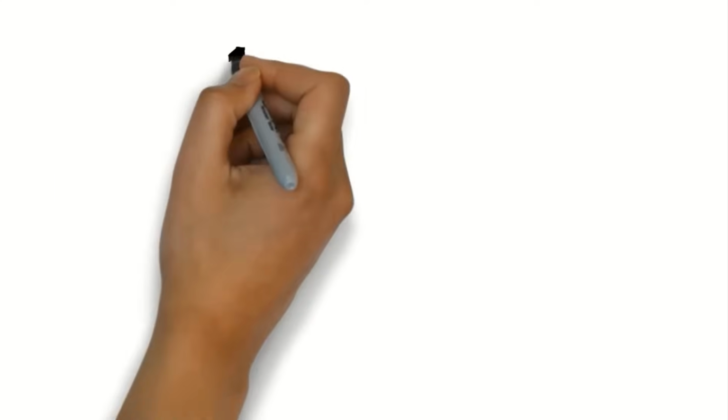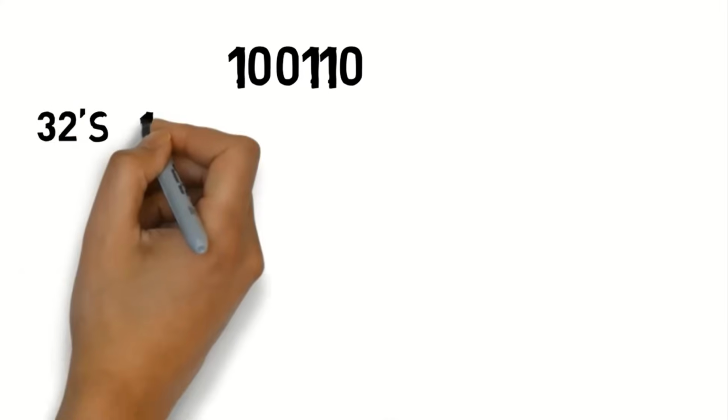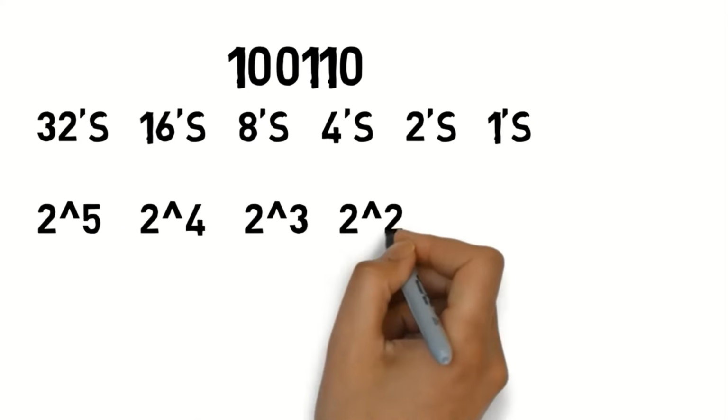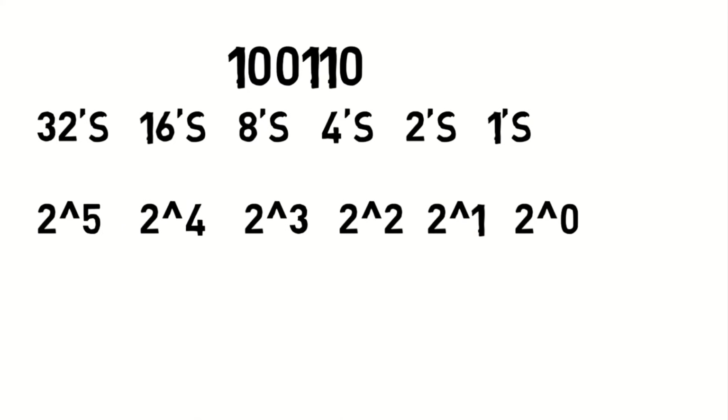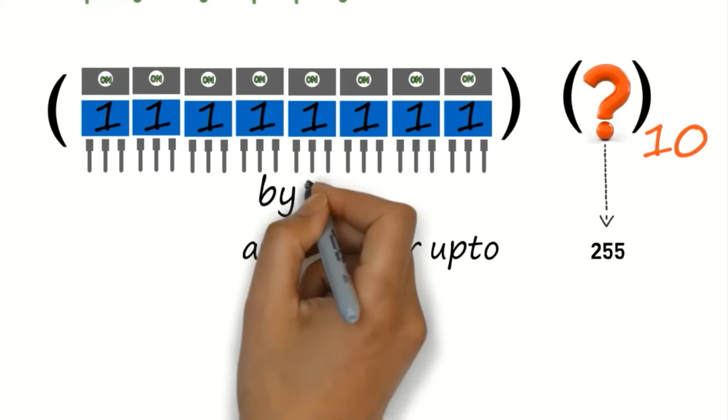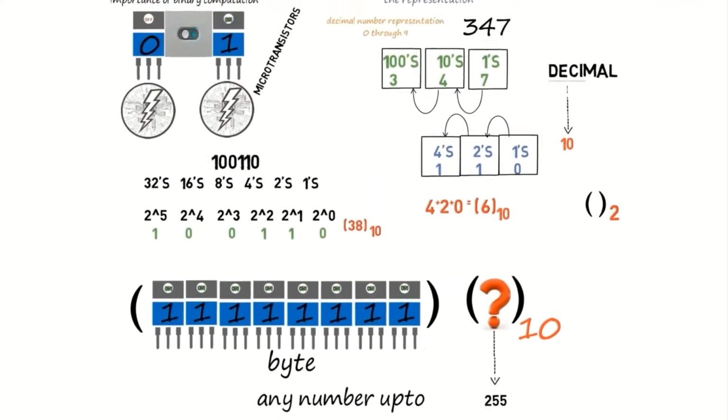Let's take the binary number 100110. We can convert it to decimal in the same way. We have 1 times 32, 0 times 16, 0 times 8, 1 times 4, 1 times 2, and 0 times 1, which all adds to 38 in base 10. Any number up to 255 is known as a byte. It uses 8 transistors, 8 bits we can say.